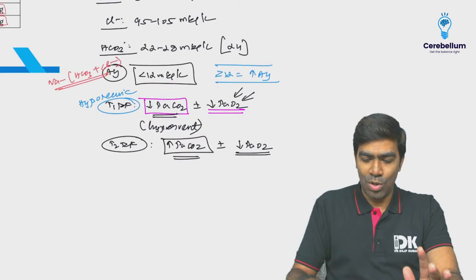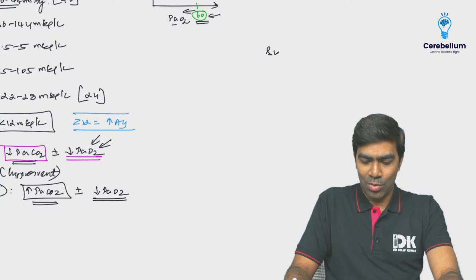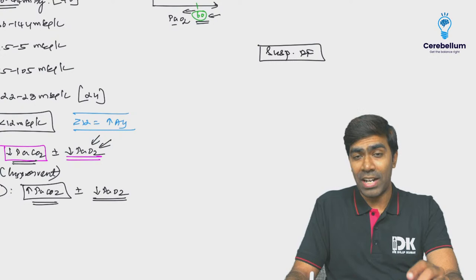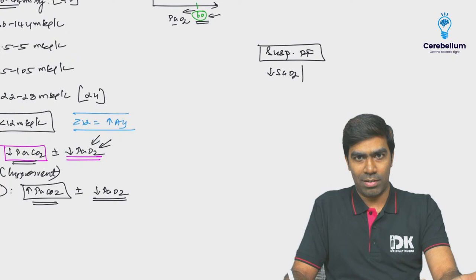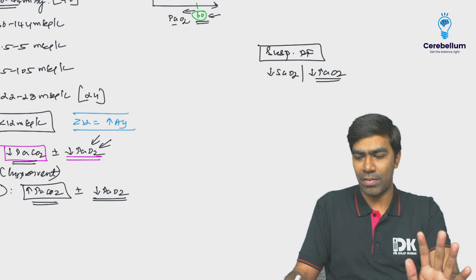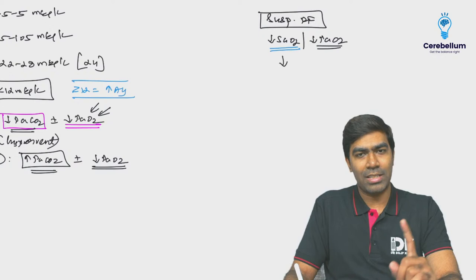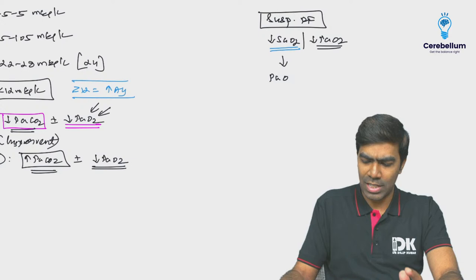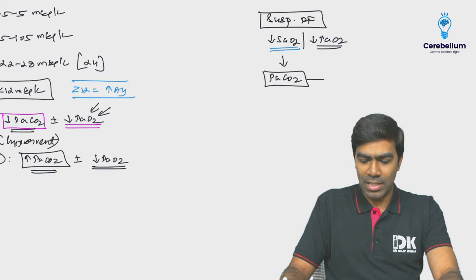So how to assess a patient with respiratory failure? Let us assume now you are suspecting respiratory failure. So when will you suspect respiratory failure? Whenever the patient is presenting with hypoxemia, low saturation, or if you are seeing a low PaO2, that is where you suspect a respiratory failure. So what is the next step? Next step could be either ABG or you can see PaCO2 also. Let us assume you are seeing PaCO2. PaCO2 can be low or PaCO2 can be high.